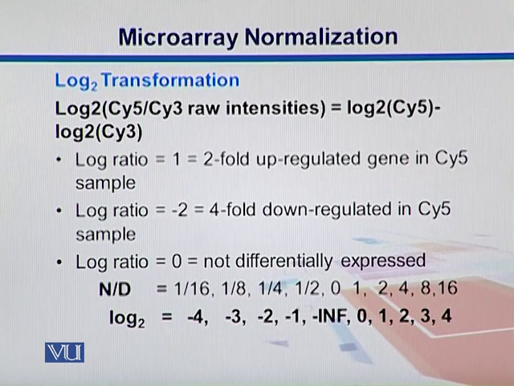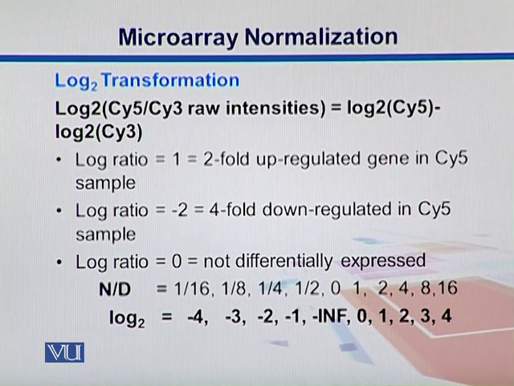1 by 8, if that is the ratio, the answer is -3, and then -2 and -1. So if you have 0, it's negative infinity and so on. A numerator which is 16-fold higher than the denominator will give you a log2 value of 4.